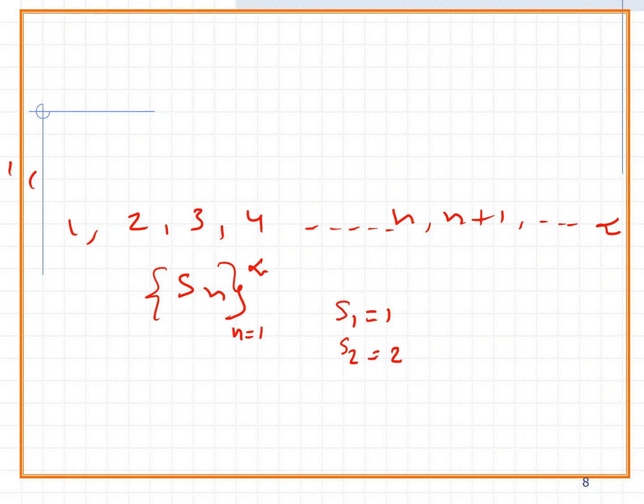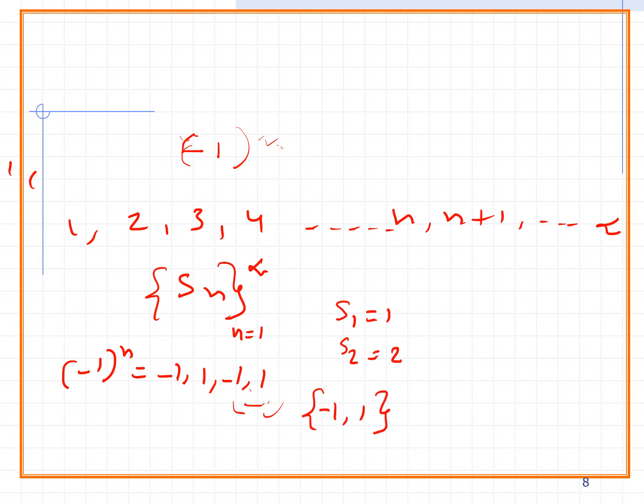Next, let us see what the range is. For example, minus 1 power of n. How can we write this? Minus 1 power of n gives minus 1 and 1 and minus 1 and 1. Here, what is the range? The values are minus 1 and 1. It is the combined set of values, the range. Here two different values are given, one is minus 1 and the second is 1. This is called the range.